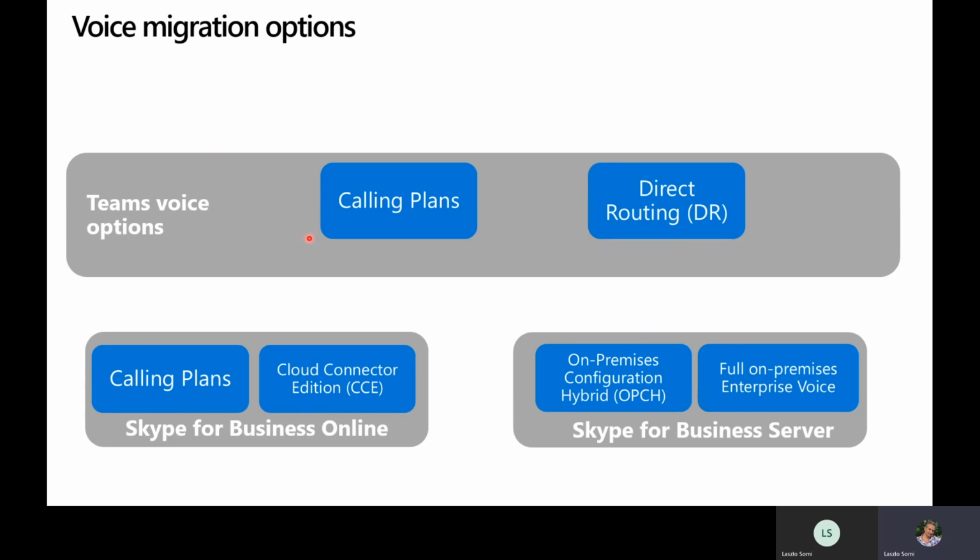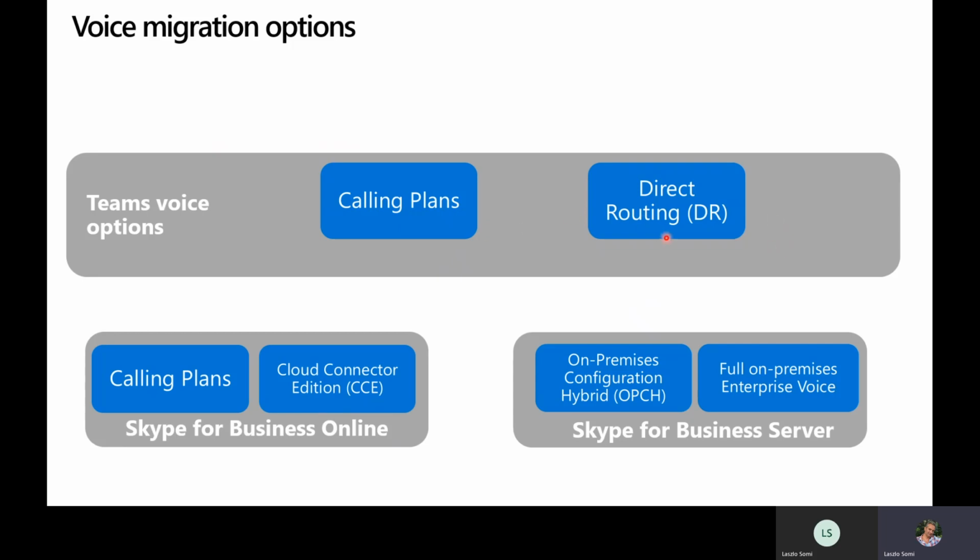In Teams, you have 2 voice options. One is Microsoft Calling Plan. If you live in one of the 12 countries where we support Microsoft Calling Plan, Microsoft can be your telephony provider. Thereby, you don't need any equipment on premises or any additional contracts outside of the one with Microsoft. You could deploy direct routing.